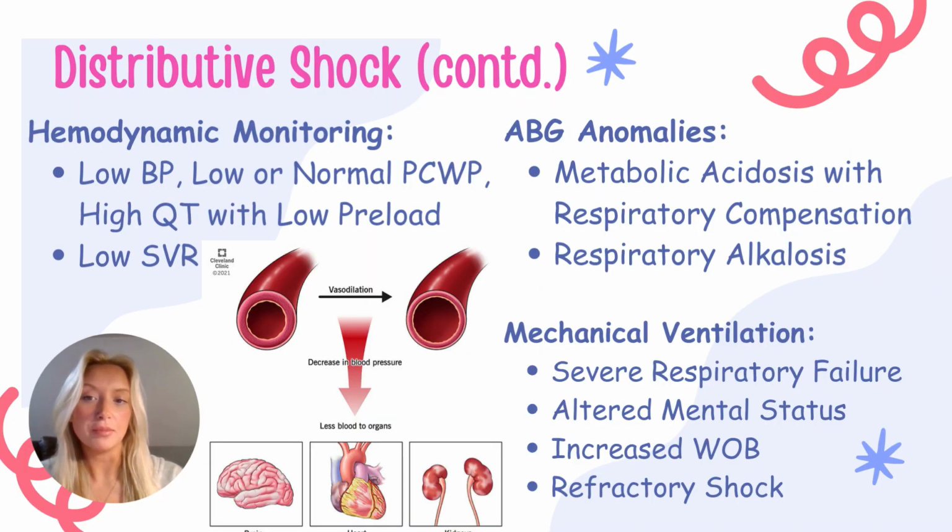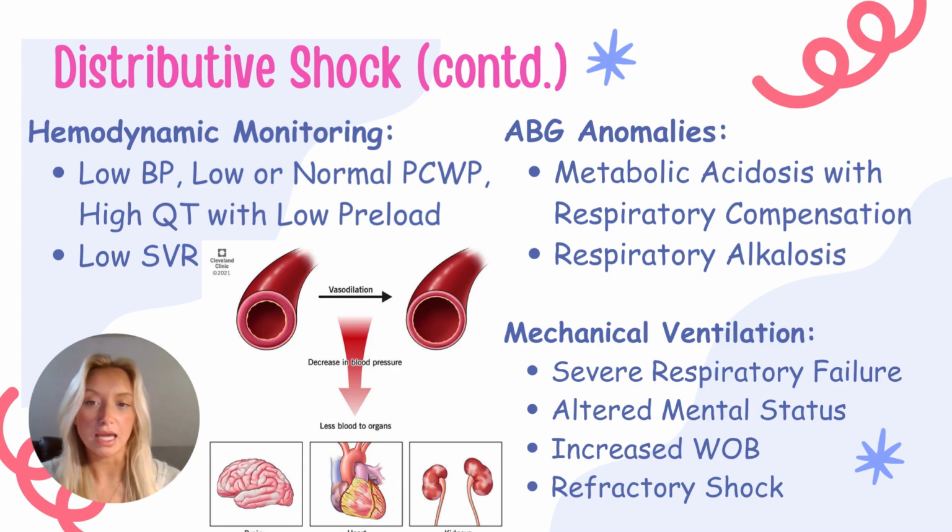So our hemodynamics in distributive shock are going to be a low blood pressure, low or normal pulmonary capillary wedge pressure, high cardiac output with low preload, which is a very dangerous place for the heart to be in because the low preload means that the heart is struggling to fill with enough blood, but the high cardiac output means that the heart is struggling to recover between each beat.